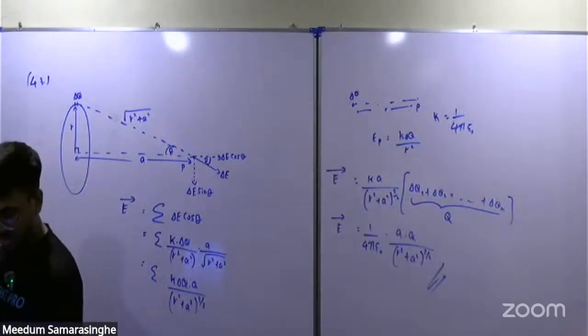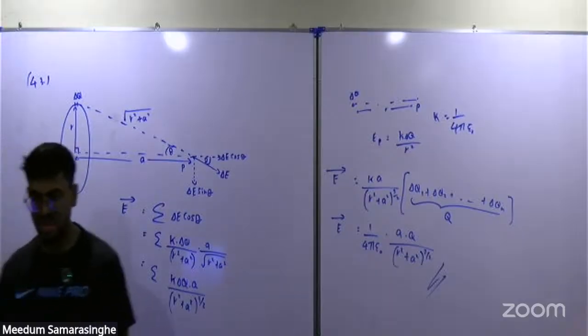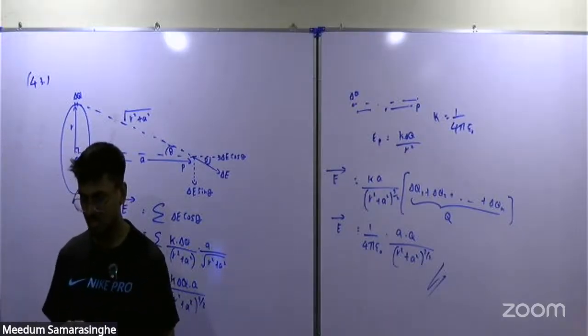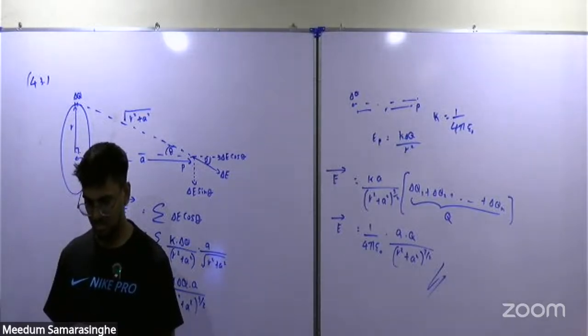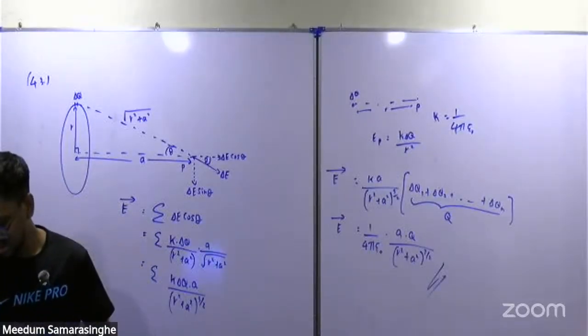Did you understand? Roshan, Sam, Sahan. Do you understand? Okay. Yes, sir. Hari. So electric field is in this direction. That is how it is done.